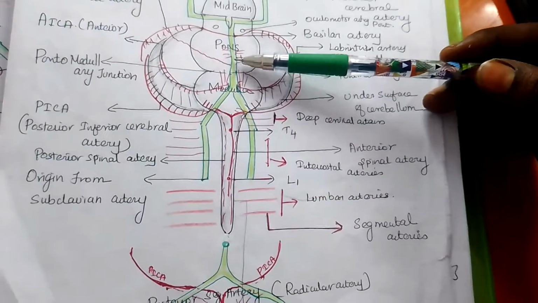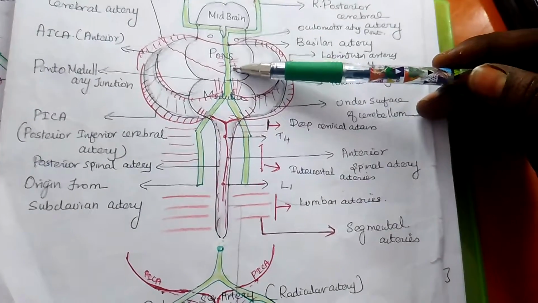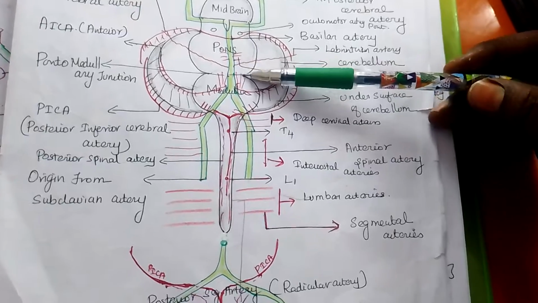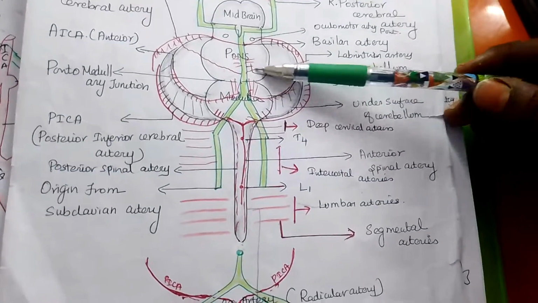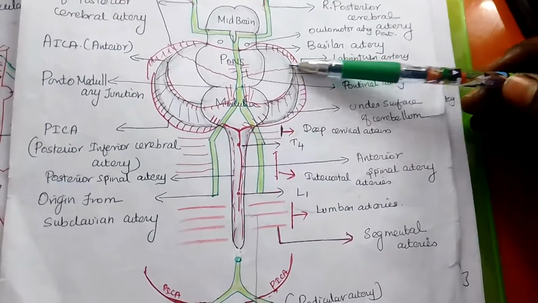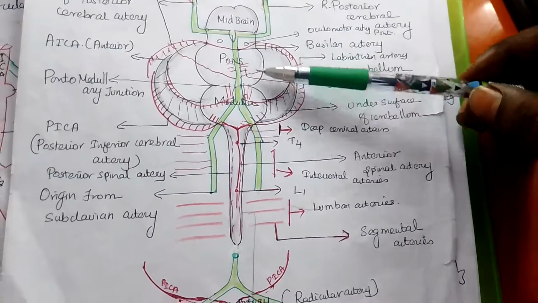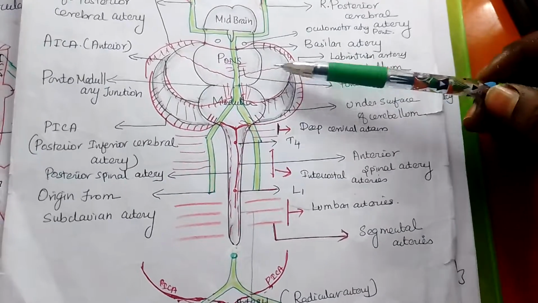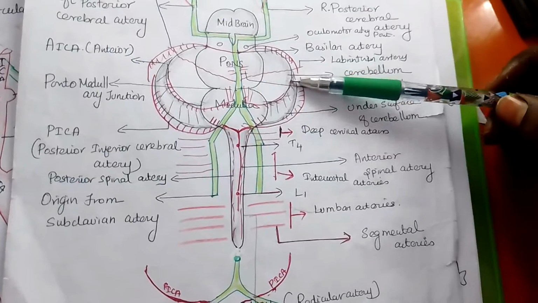And from the basilar artery, there is one artery going in the lateral side. This is called the labyrinthine artery. It goes with the 7th and 8th cranial nerves. It is supplying the ear. It is called the labyrinthine artery.